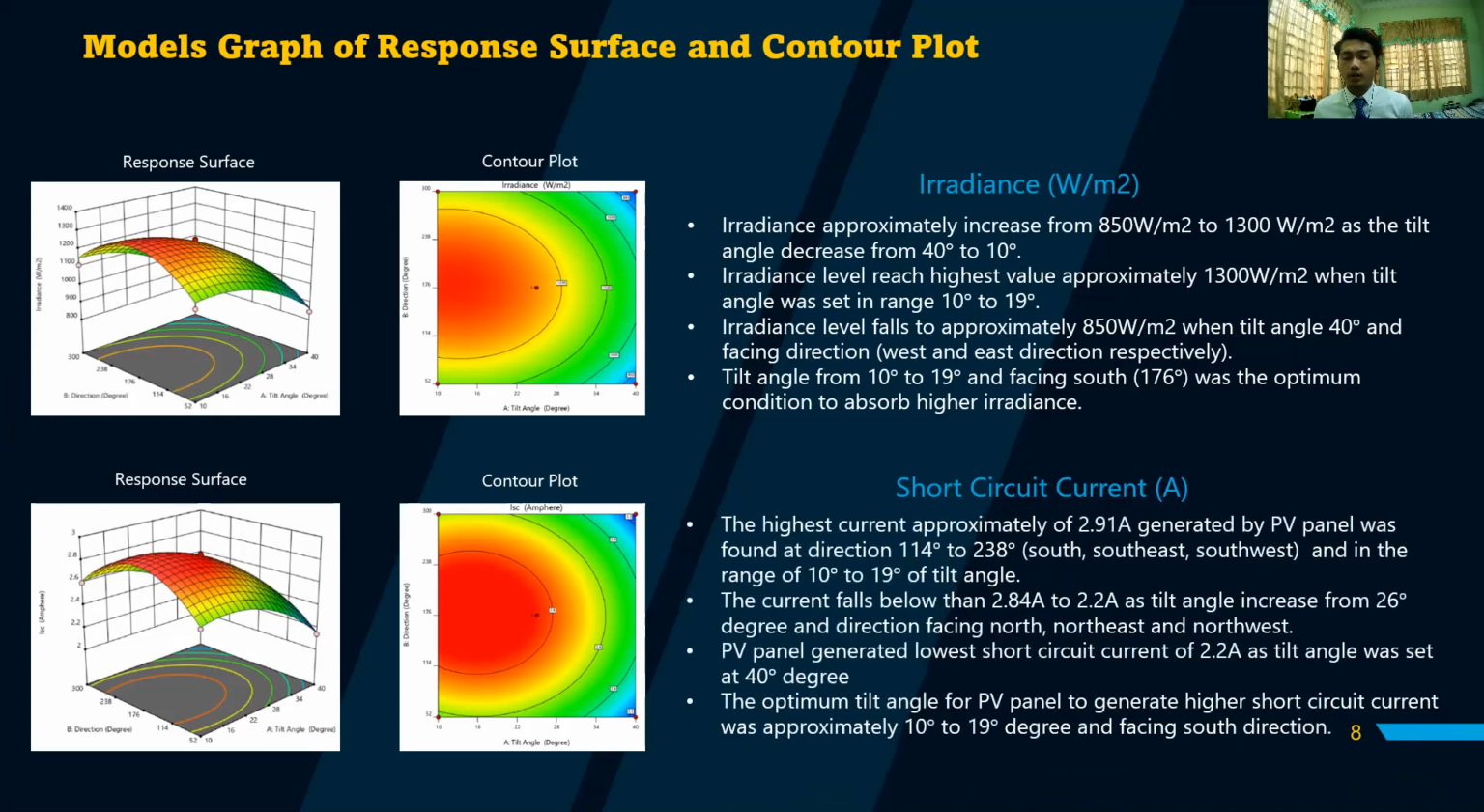Also, it is the same for the short circuit current. The highest current, approximately 2.9 ampere, generated by the PV panel was found at the directions south, southeast, and southwest, and in the range of 10 to 19 degrees of tilt angle. However, the current fell from 2.84 ampere to 2.2 ampere as the tilt angle increased from 26 degrees and the direction faced north, northeast, and northwest. So I can say that the optimal tilt angle to generate current was approximately 10 to 19 degrees facing the south direction.